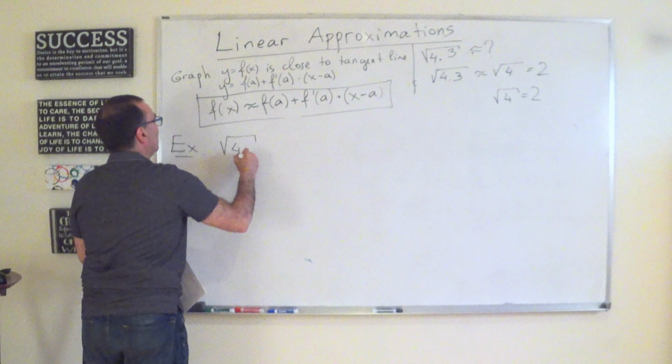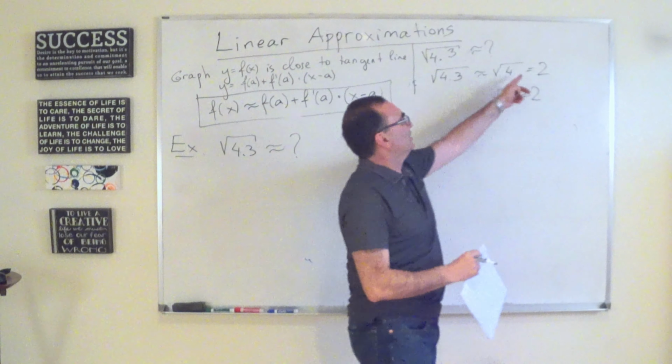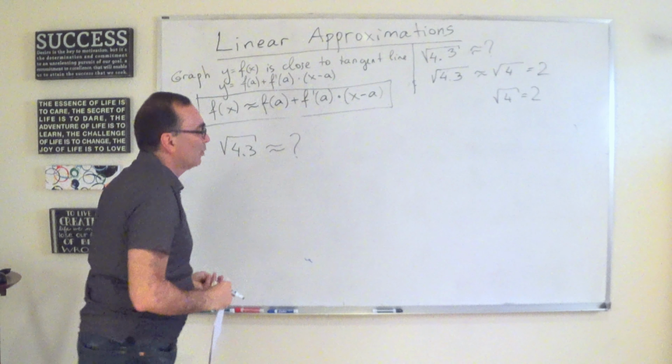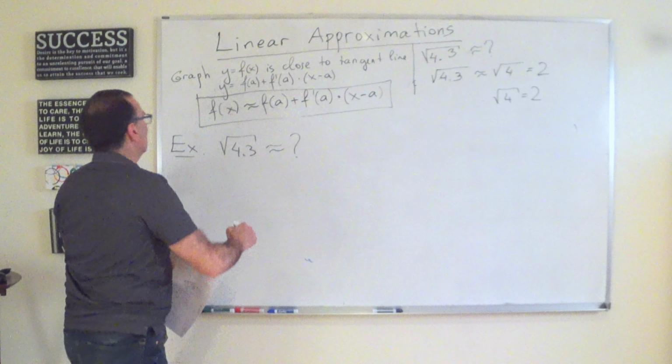Square root of 4.3, we want to approximate more precisely than just saying that it's approximately equal to 2. So how can we do it more precisely? We can use this formula. Exactly how do we use it?